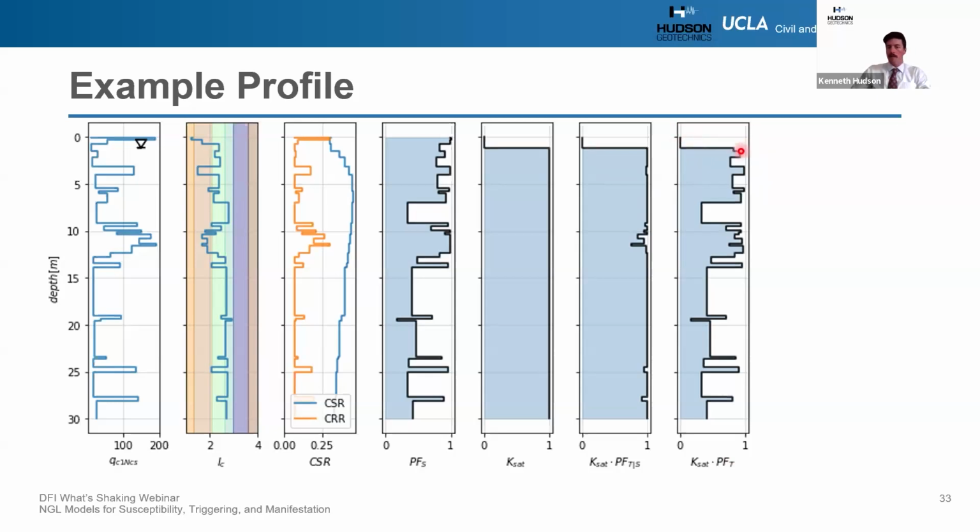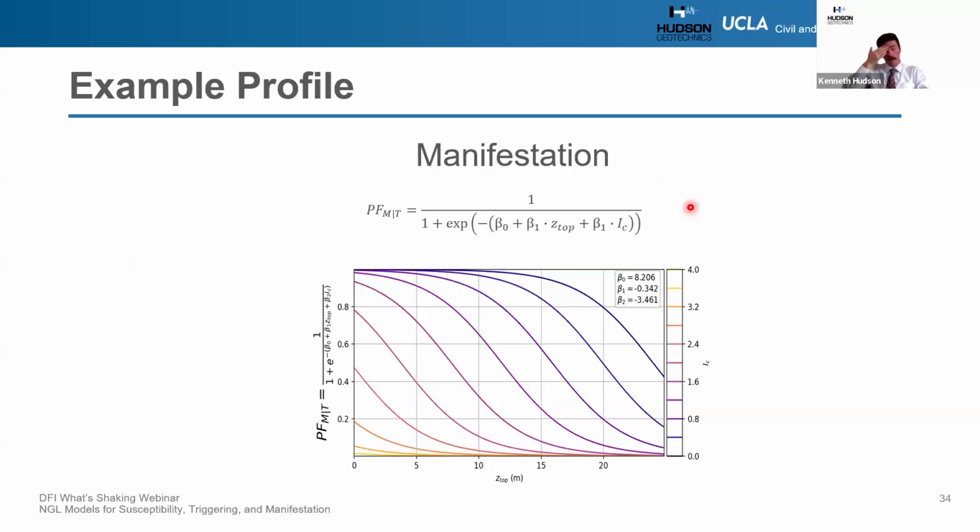And then when we get below the water table, we have several of these layers up here that are very likely to be susceptible and also very likely to trigger. So they have a very high likelihood of triggering. And then some of these non-susceptible layers or lower susceptibility layers have a lower likelihood of triggering. And then we evaluate manifestation.